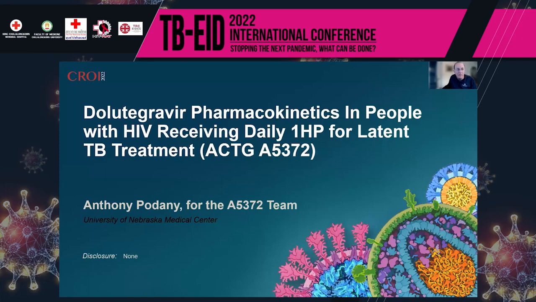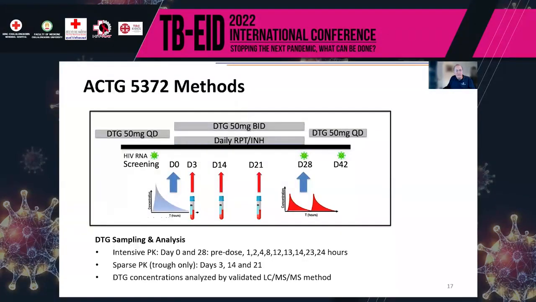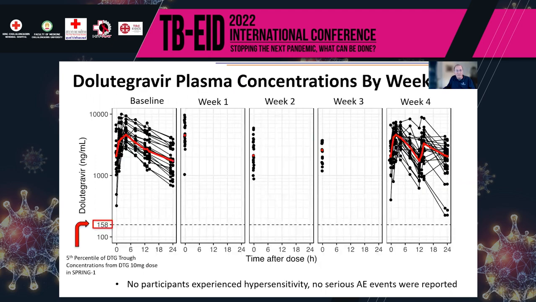And recently at CROI, several weeks ago, Anthony Padani and his team from the ACTG presented the results of ACTG A5372, which looked at co-administration of 1HP and dolutegravir. And in this study, participants were given twice daily dolutegravir while they were receiving a once daily rifapentine and INH for a month, and underwent intensive pharmacokinetic and sparse PK sampling during that 1 month of treatment.